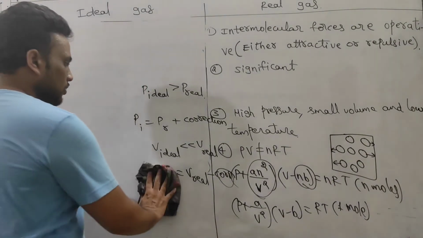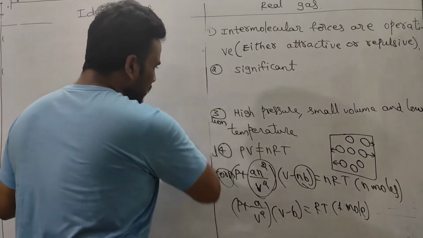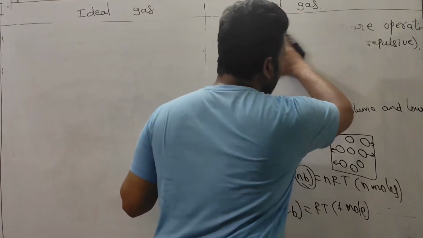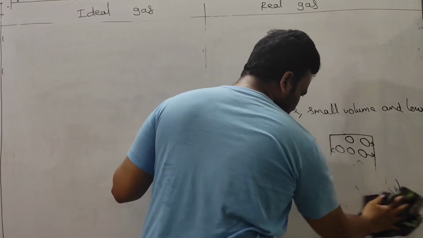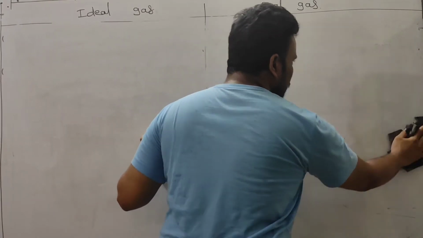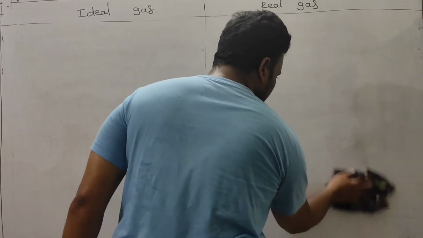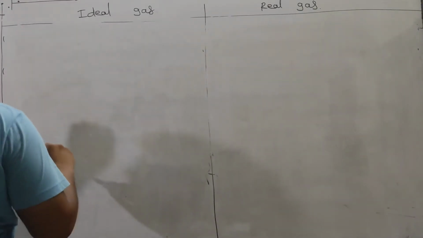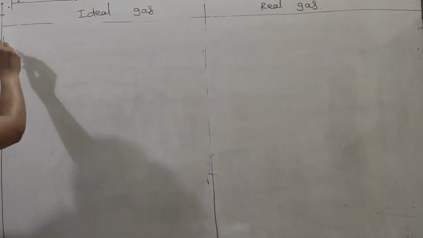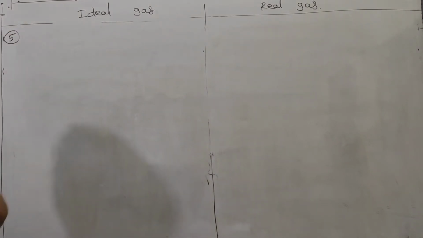a and b are van der Waals constants. You know already, there is a separate discussion about a and b after real gases and compressibility factor. You can refer to your notes for details of a and b and units of a and b. Now let's go to the next point, that is point number 5.